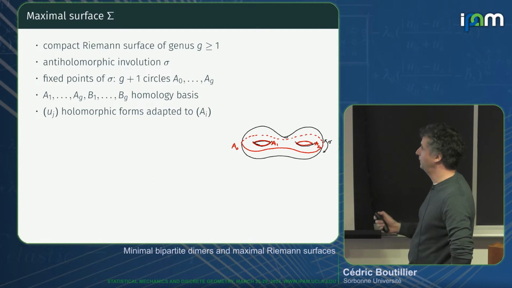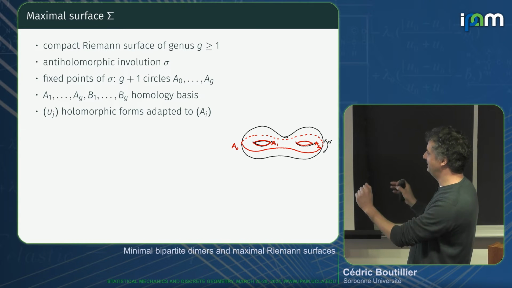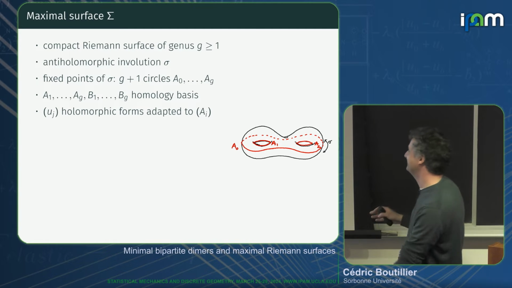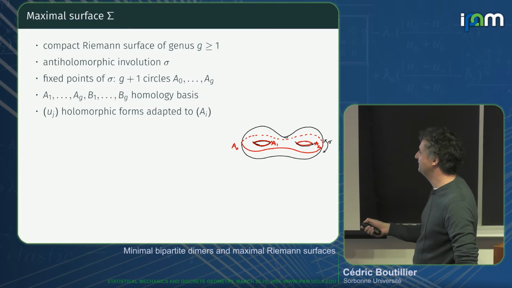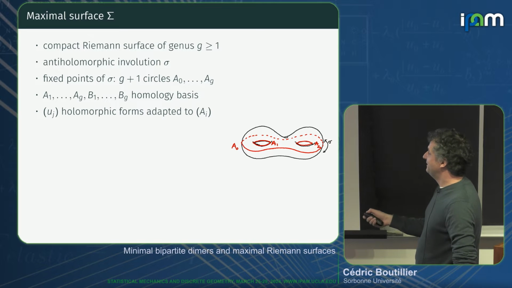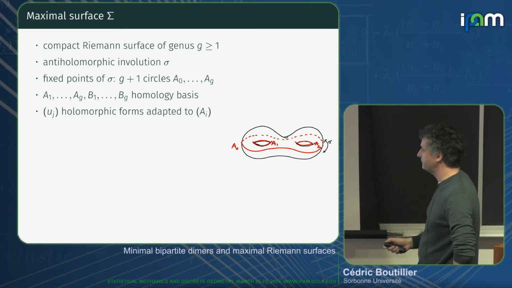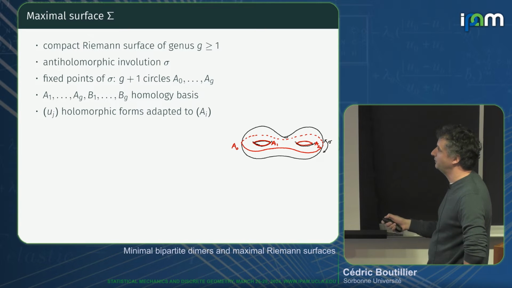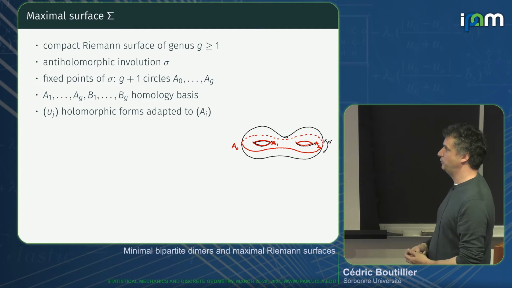Okay, so what is a maximal surface? My picture is somehow a bit different from Sasha's picture, but it's the same. So my involution now is sigma, not tau. I have these curves, which are the fixed points of this anti-holomorphic involution. And I want my surface to be maximal, so the number of components you see is always equal to the genus plus 1. This is the maximal number you can have.